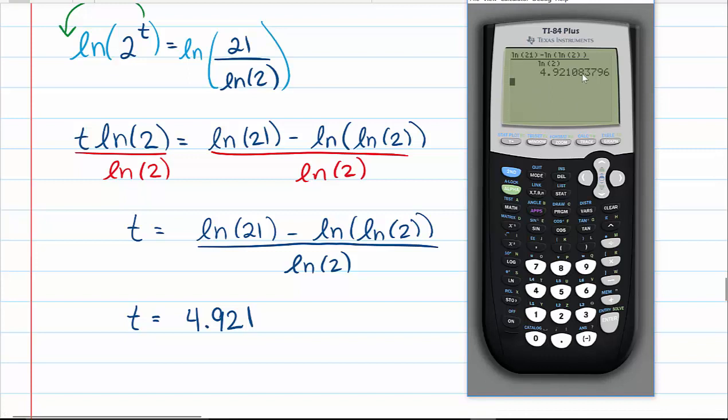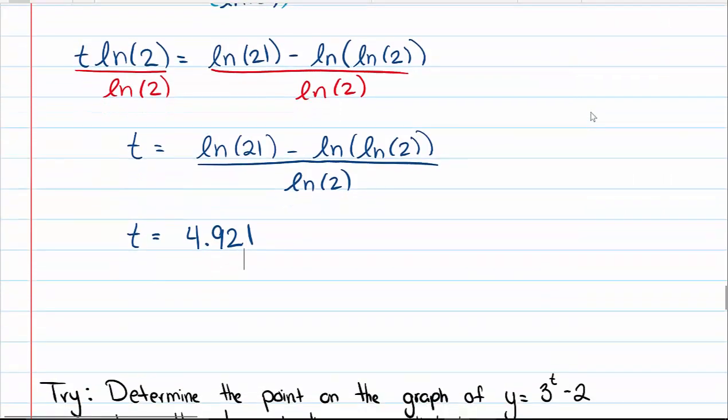And what we're going to do now is store this, because otherwise we'll have a rounding error. So you push store, and we need to pick a letter. I'm going to pick K. So you push alpha, and K is right here, and enter. So now if I type in the letter K, it's going to give me that number again. Okay, so that's our t value.